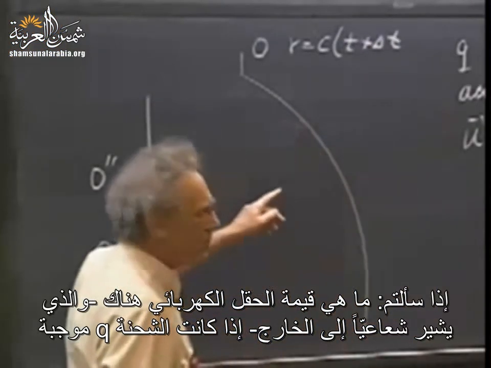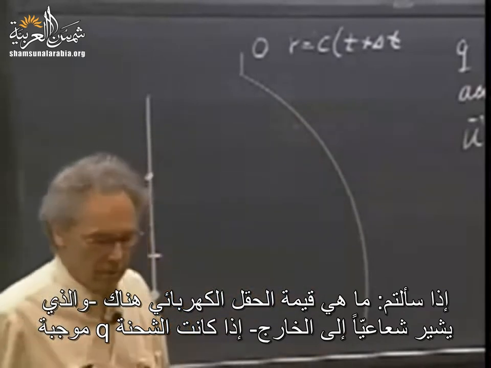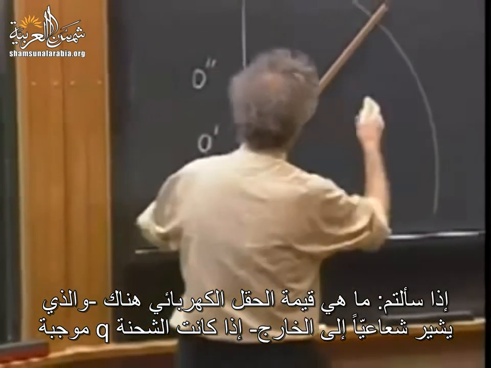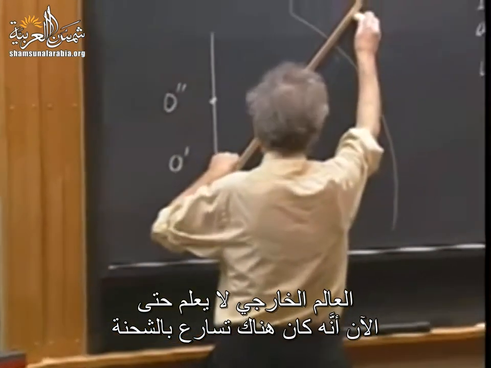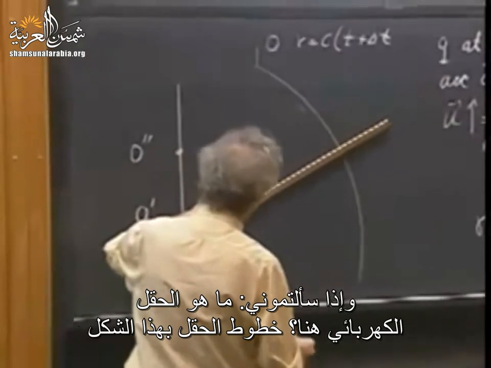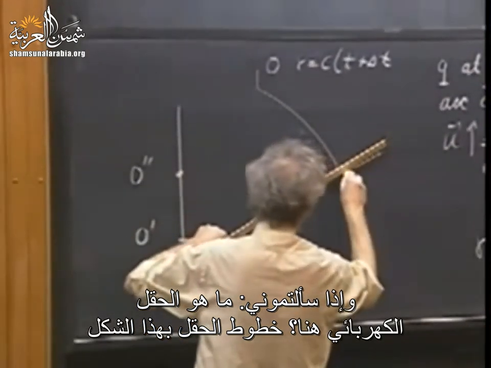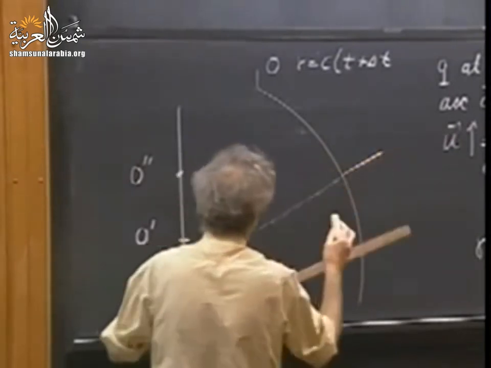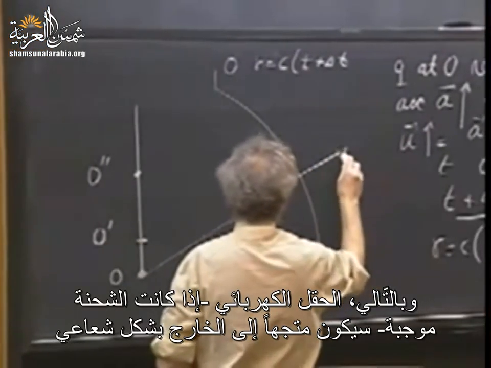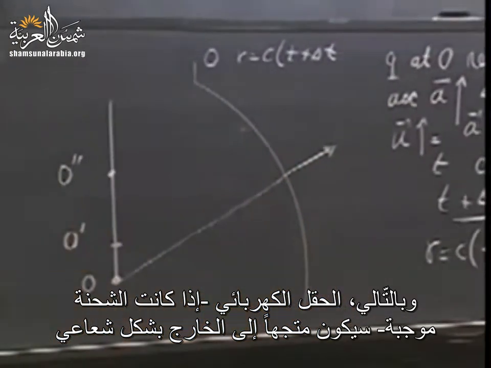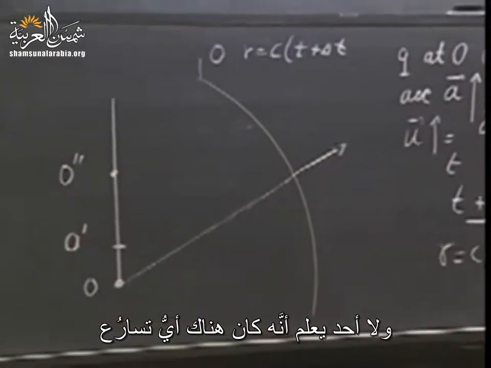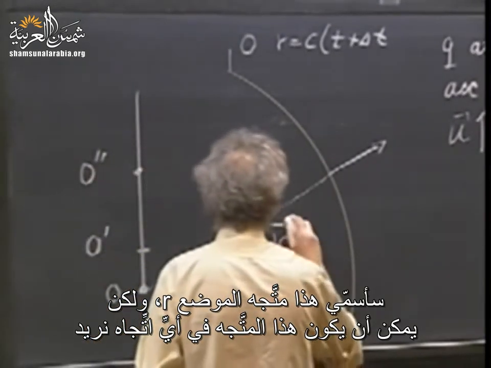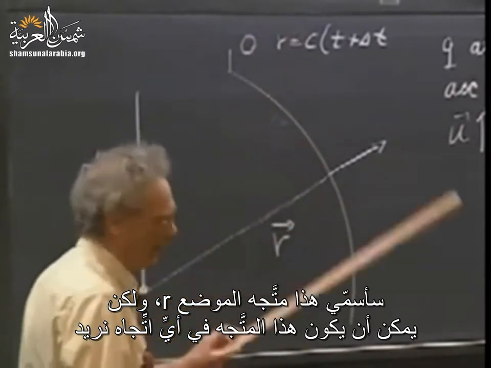And if you ask me what is the electric field right there, that is radially pointing outwards if Q is positive. This world does not know yet that there was any acceleration. And if you ask me what is the electric field here, the field line is like so. And so the electric field, if it is a positive charge, is pointing radially outward and has no knowledge that there was any acceleration. I call this my position vector r, but you can take that r in any direction that you want.